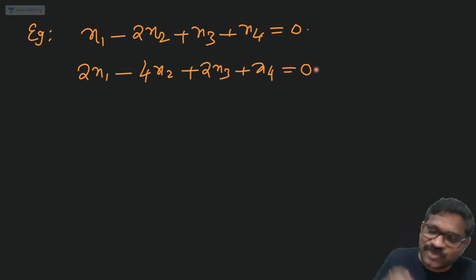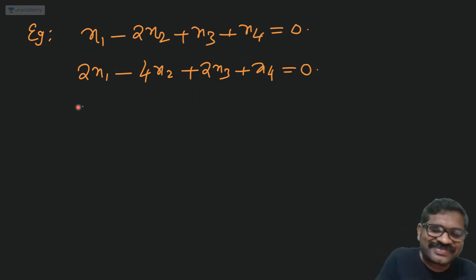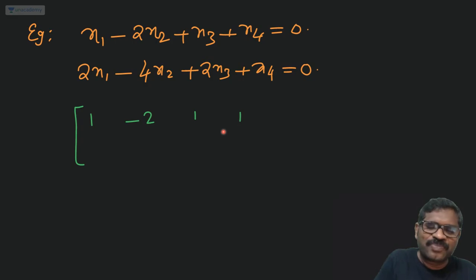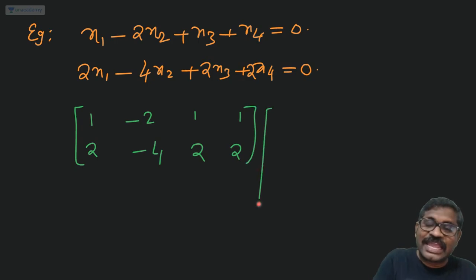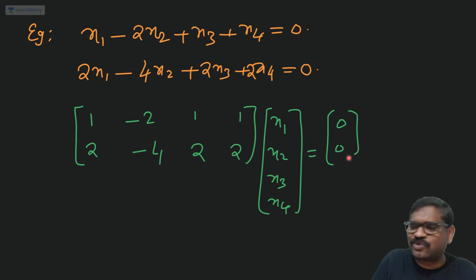Now, first you write the given equations in matrix form. 1, minus 2, 1, 1; 2, minus 4, 2, 2. I have to write 2 here. This is a 2 by 4 matrix, times x1, x2, x3, x4, equal to 0, 0. Clearly the Ax equal to 0 form.